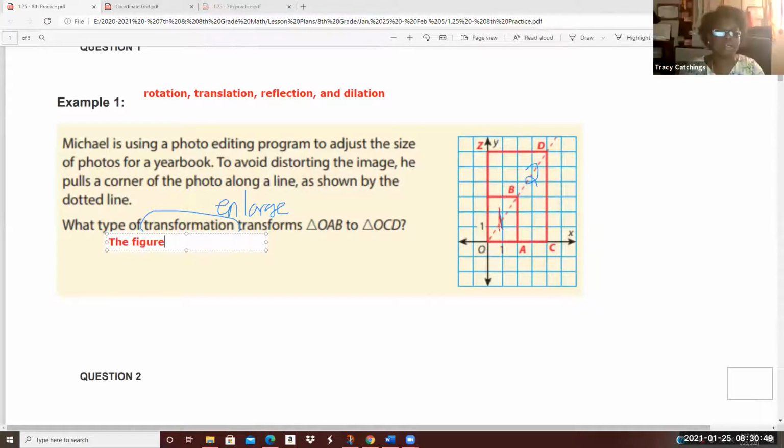The figure was dilated. Just like last week when we had a rotation, we had to tell how many degrees we rotated. When there was a translation, we had to tell how many units we moved. We also have to do the same with a dilation. To help you figure out your scale factor, just pick a point. So in the smaller rectangle, someone give me a point.